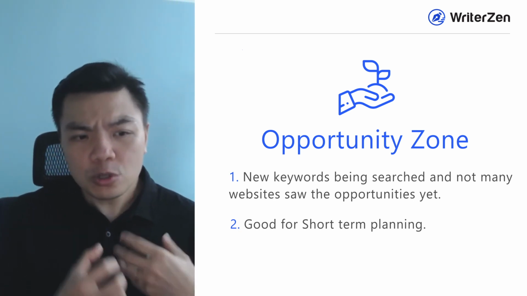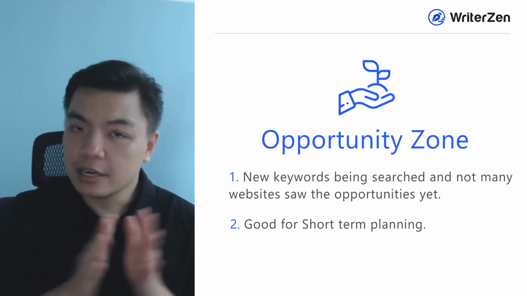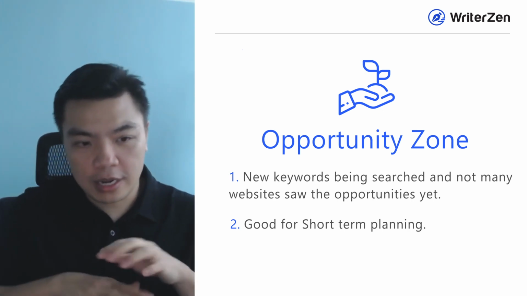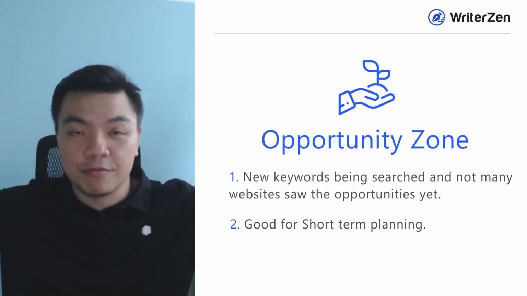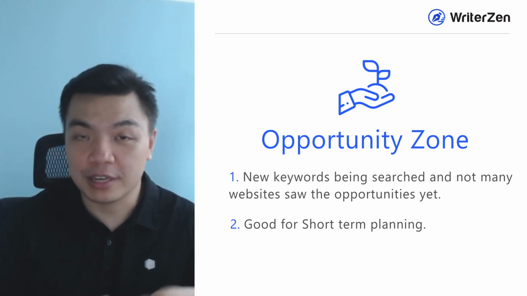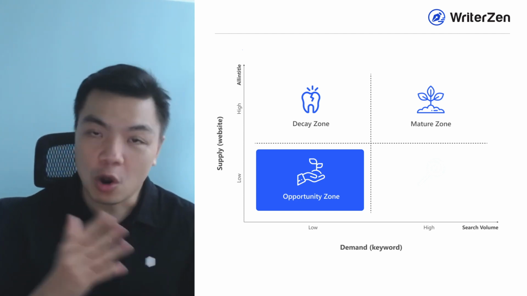So usually if you're new, you will always want to target this type of keyword and target a lot of them, as many as possible, so that you can spread out the entire foundation very quickly and get that first round of organic traffic into your website, right? A very good zone to start with is the opportunity zone.